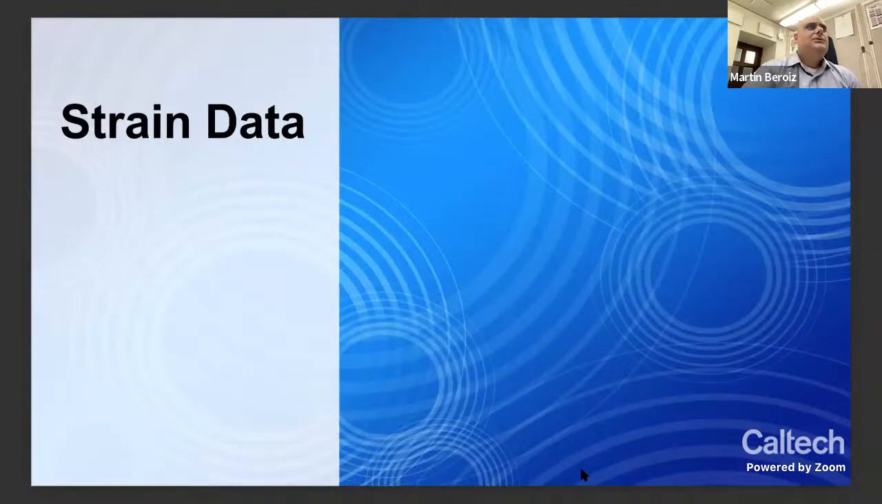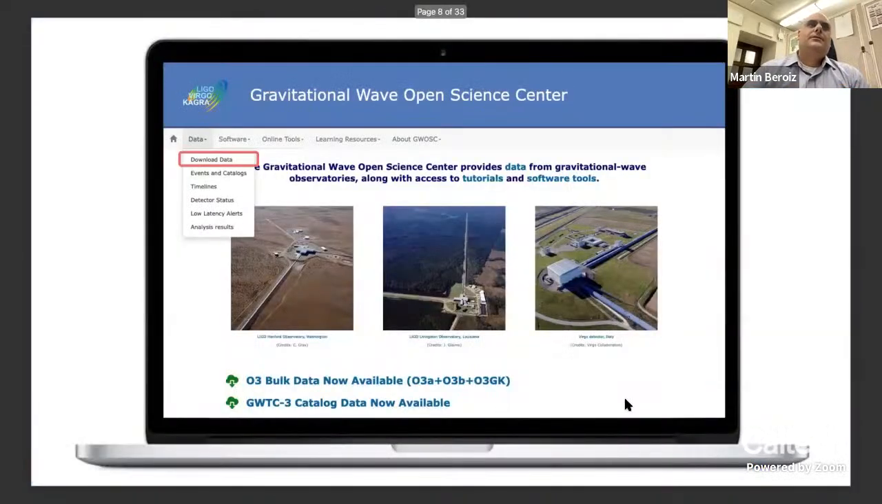So let's begin with strain data. Strain data, as you may know, is basically the main data product of an observatory. It's also known as h(t), or the differential arm length of the interferometers. And this is the main time series that you will use to analyze for gravitational wave events. So where can you find it?